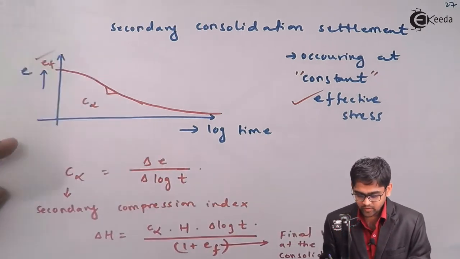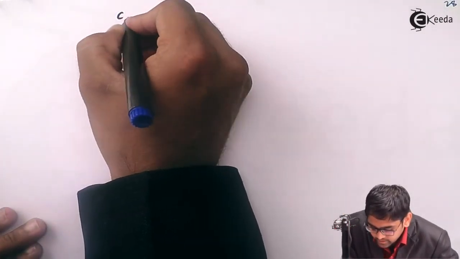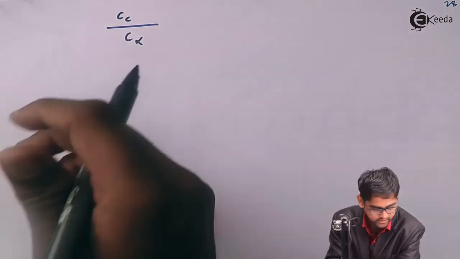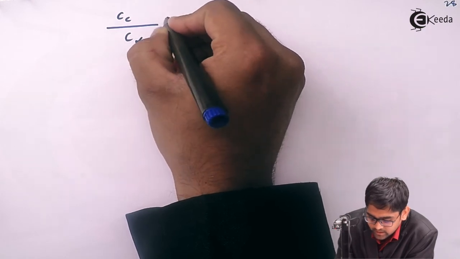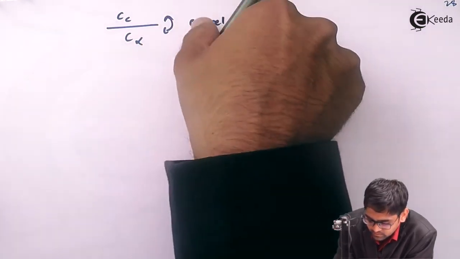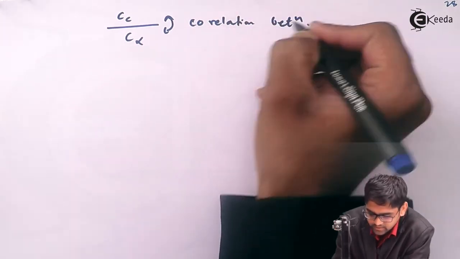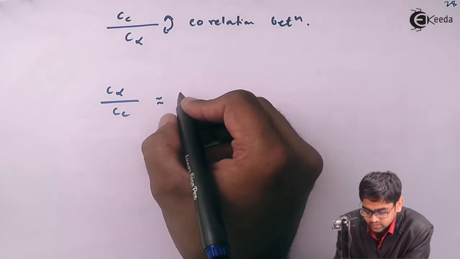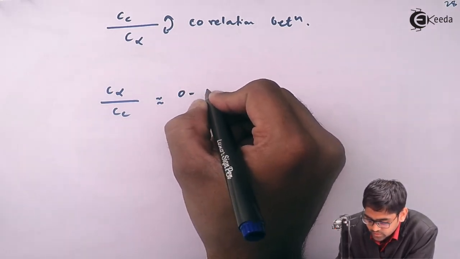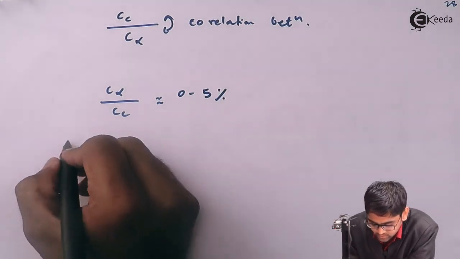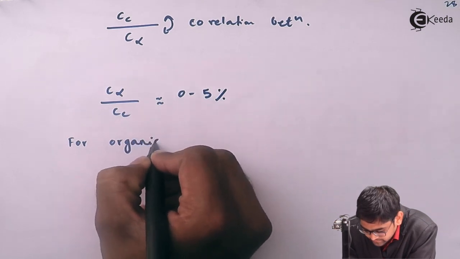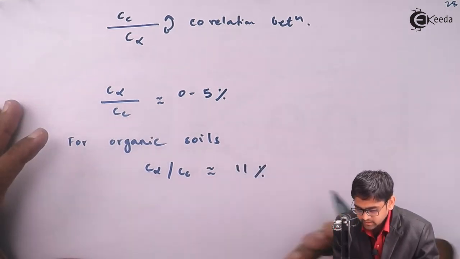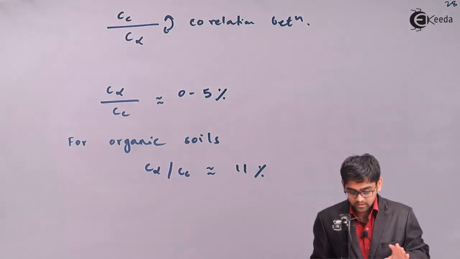Many researchers have found that there is a correlation between the compression index Cc and C alpha, the secondary compression index. This ratio C alpha to Cc in most of the inorganic soils ranges between 0 to 5%. But for organic soils, the ratio of C alpha to Cc can go up to 11%. So there the secondary consolidation becomes very important.